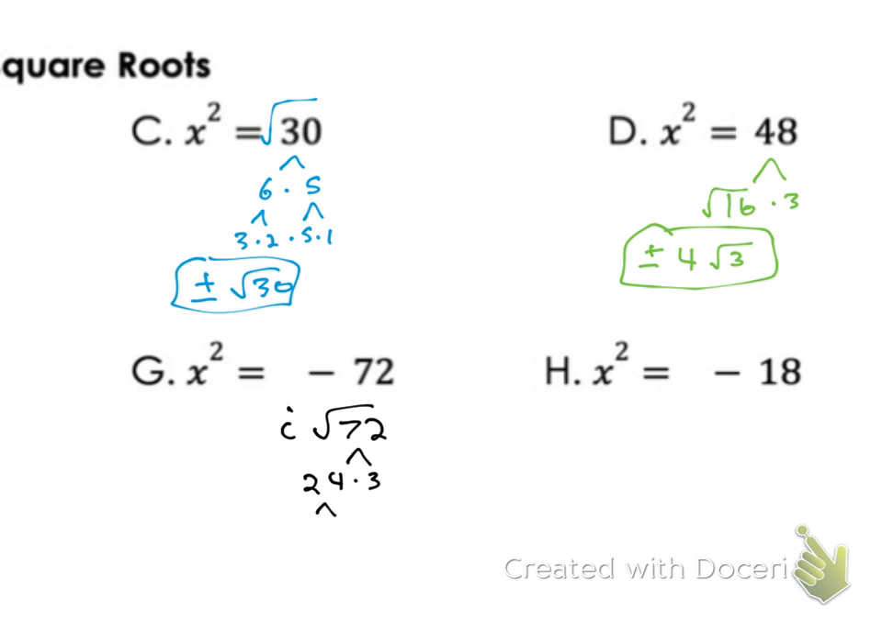24. What are two factors of 24? Royce just had to be extra. Really had to be extra special.